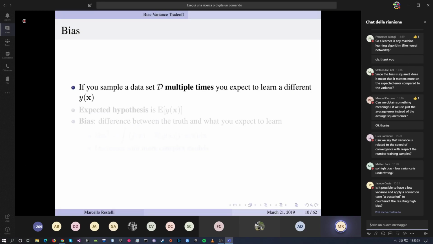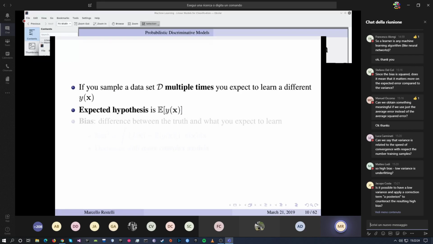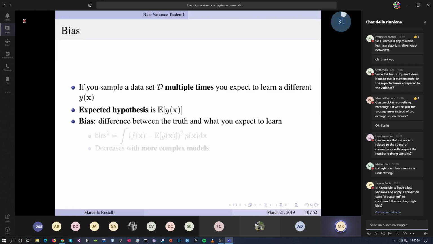So if you sample a dataset multiple times, so any time that you sample a new training set, you will learn possibly a different model Y. So now take the expectation of all these models that you will learn, and this is the expected value of Y for predicting the input X. So the bias is actually what we have seen before. So the bias square is the difference between the true function and the prediction of your model raised to the square.